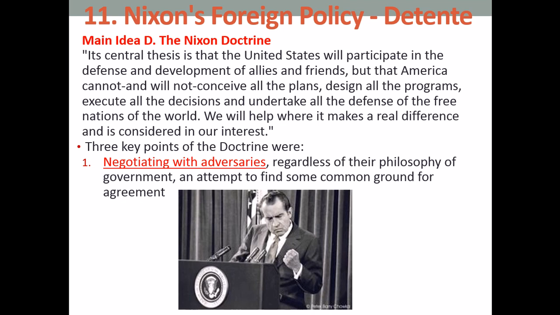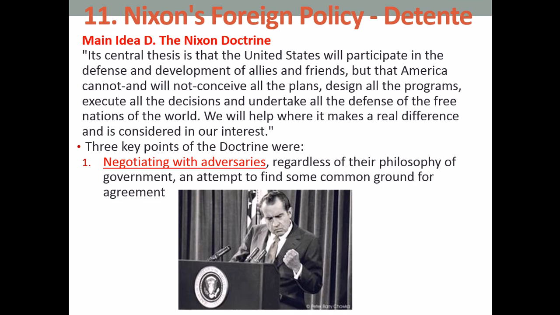What is this doctrine, this policy that the Nixon administration is going to be at the heart of all its foreign policy decisions? Quote, "Its central thesis," this is the Nixon Doctrine, "is that the United States will participate in defense and development of allies and friends." So, yes, we will still help our allies and friends who want democracy, but that America cannot and will not conceive all the plans, design all the programs, and execute all the decisions, and undertake all the defense of the free nations of the world. We will help where it makes a real difference and is considered in our interest.